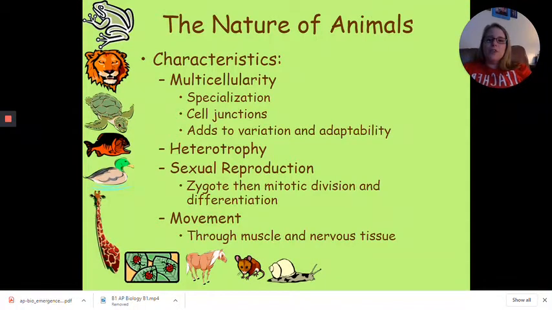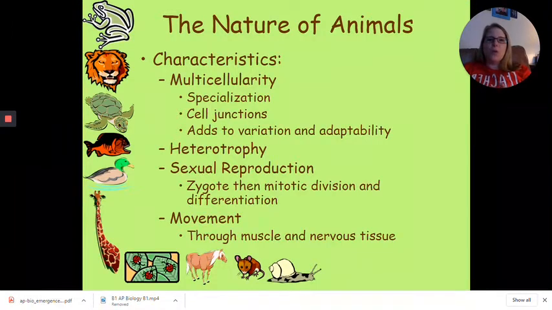All animals are heterotrophic. Heterotrophic means to get food from a different source. Hetero means different, and you can remember this from heterosexual and homosexual. Homo means same, so you like somebody of the same sex. Hetero means different, so you like somebody of a different sex. So hetero means different, and trophy indicates food. So this is getting food from a different source.